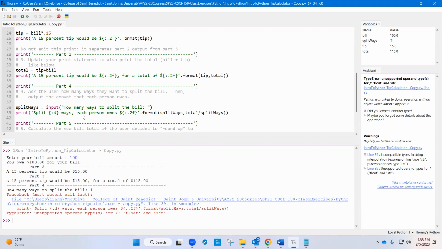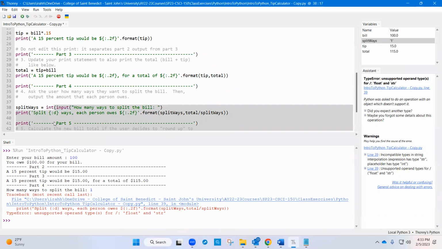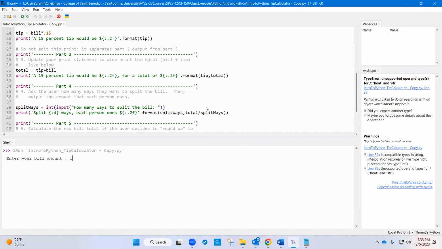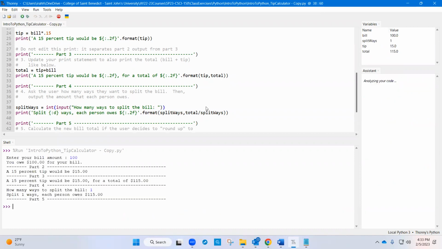let's see, oh yeah, I forgot to do something important, which is split ways was entered. If you notice, it's one, but it's a string one. I forgot to convert that to a number. I apologize for that. Make it into an integer, and then we'll repeat the operation.